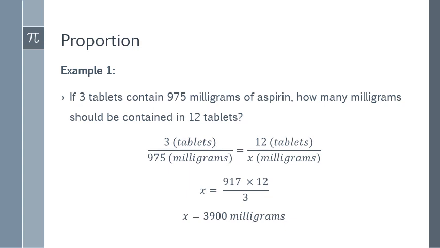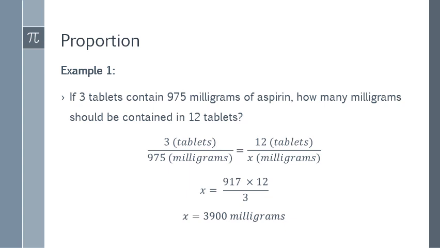Here we have an example of determination of the unknown quantity of a proportion. If 3 tablets contain 975 milligrams of aspirin, how many milligrams should be contained in 12 tablets? So that means 3 tablets contain 975 milligrams. As per the formula, we will put this value on one side: 3 tablets upon 975 milligrams, equal to 12 tablets containing how many milligrams?